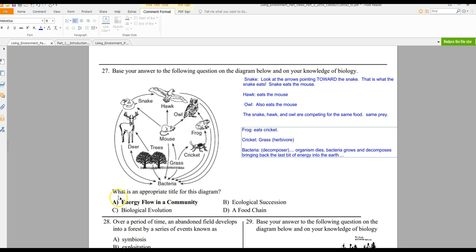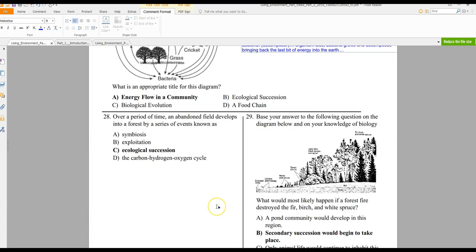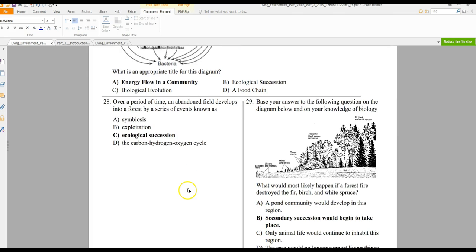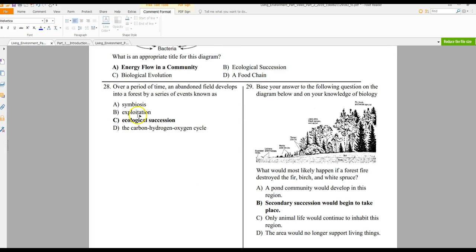Let's answer the question. What is an appropriate title for this diagram? Energy flow in the community. Fine. I did a lot of work here. I don't even care about this question right now. Next. Over a period of time, an abandoned field develops into a forest by a series of events known as ecological succession.